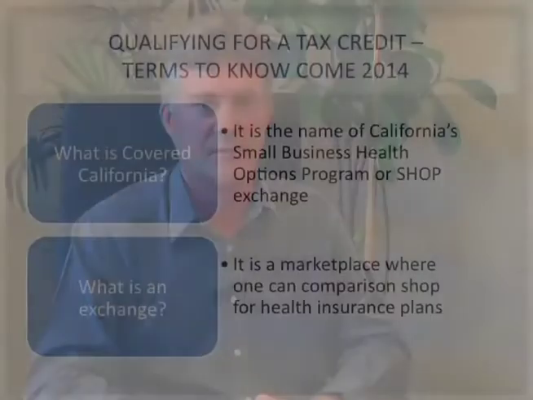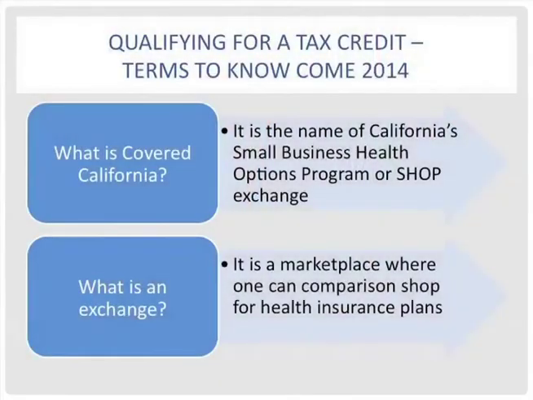A change to note for 2014: to qualify for the tax credit, a firm must purchase their health insurance through Covered California. What is Covered California? It's the name of California's Small Business Health Options Program, or SHOP exchange. What is an exchange? It's nothing more than a marketplace, a place to comparison shop for health insurance plans. We'll be covering Covered California, no pun intended, in a future video in this series.